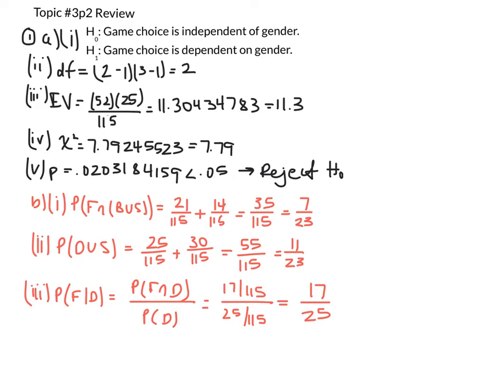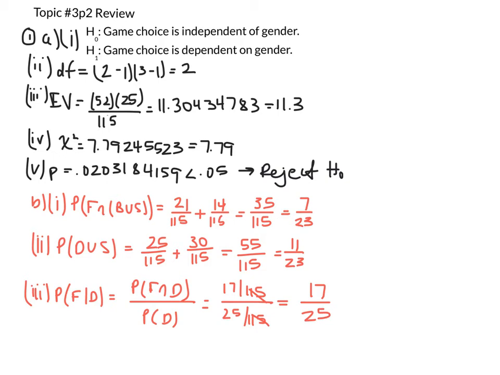The last part says the probability of choosing a female given they play darts. So there's 2 ways to look at it. You can just ignore the other 2 games altogether and just look at the darts and then the probability that you choose a female out of those darts. Or it's the probability of the and divided by the probability of the second one, the given. So the probability that you are female and play darts is 17 out of 115, and the probability that you play darts is 25 out of 115. So the denominators cancel, and you end up with a 17 out of 25 chance to choose a female given that they play darts.